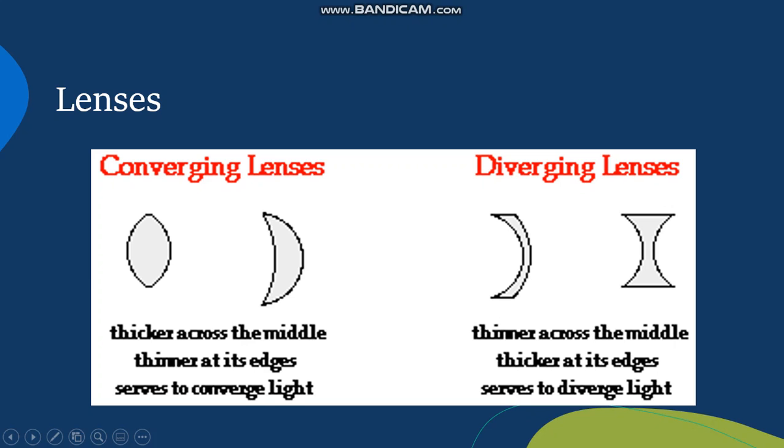Now let's talk about lenses, either the converging lens or the diverging lens. Converging lenses are thicker across the middle and thinner at their edges. They serve to converge light. Diverging lenses are thinner across the middle and thicker at their edges. They serve to diverge light.